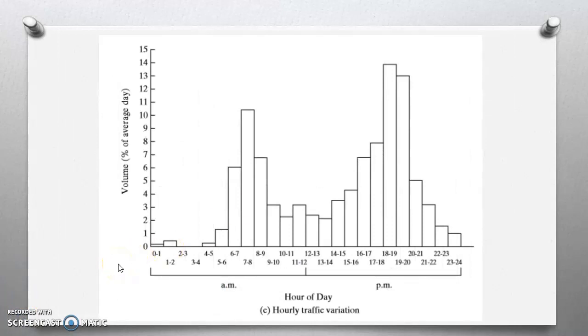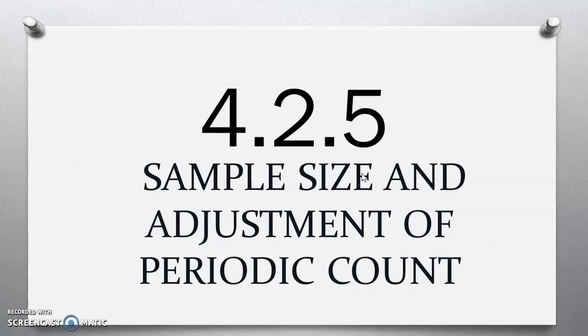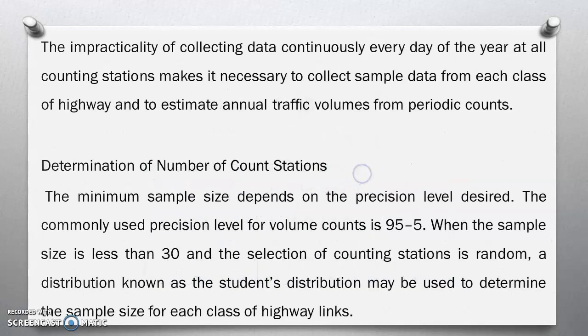This is the hourly traffic variation, which, as you can see here, their peak hour is from 18 to 19 p.m. Next, sample size and adjustment of periodic count.